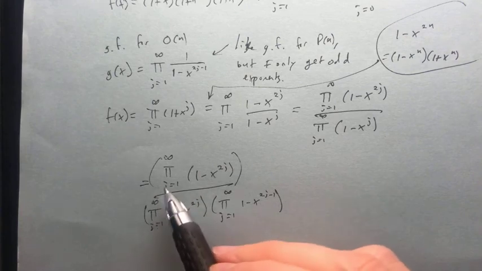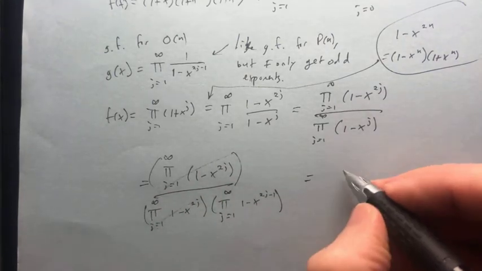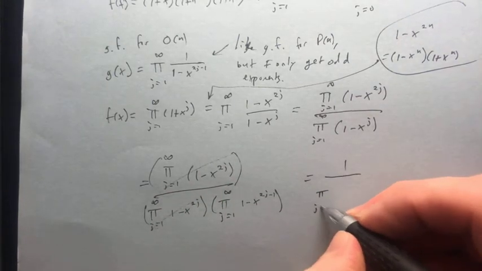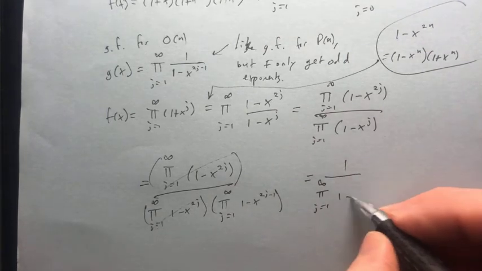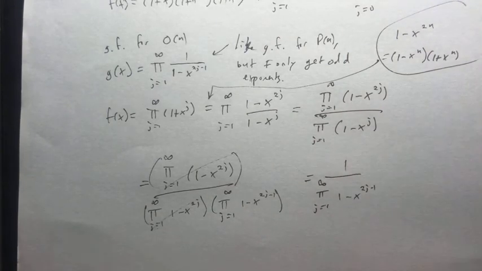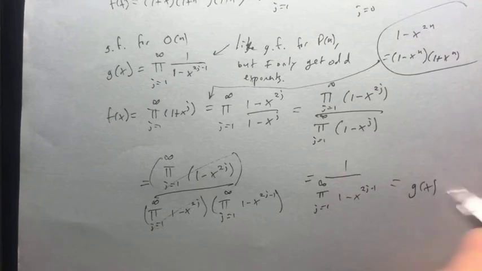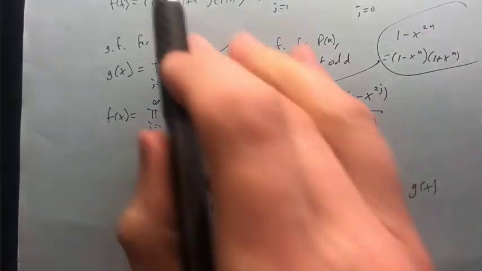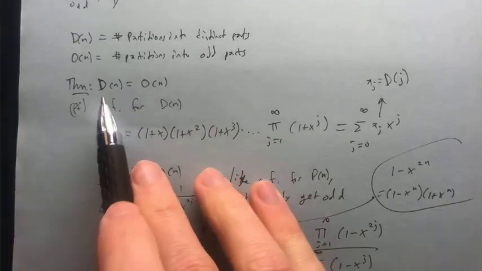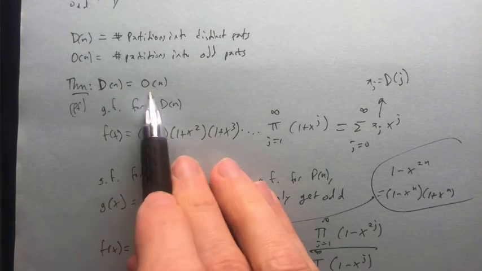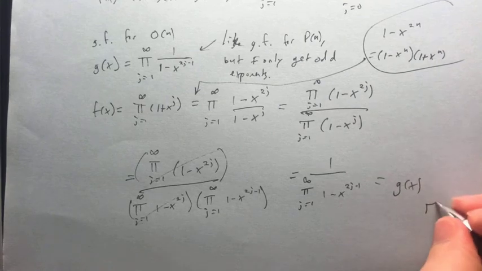Now I can cancel the top and the bottom, and I get exactly this infinite product, 1 over 1 minus x to the 2j minus 1, which is g of x. So we just showed that d of n has the same generating function as O of n, which means d of n equals O of n, as we claimed.